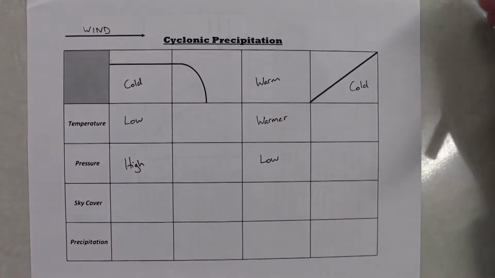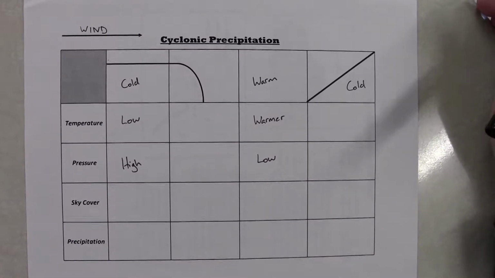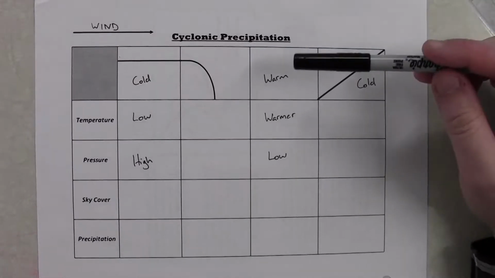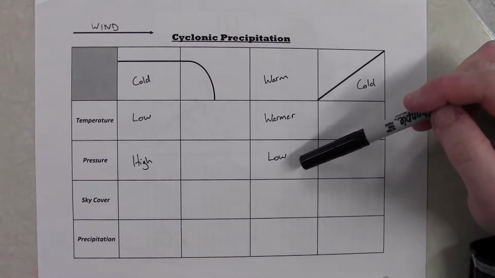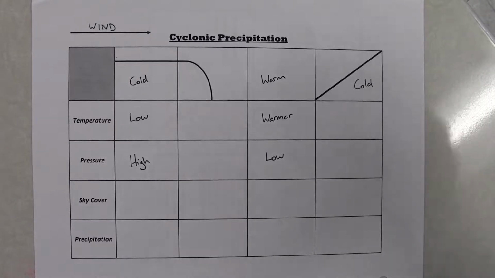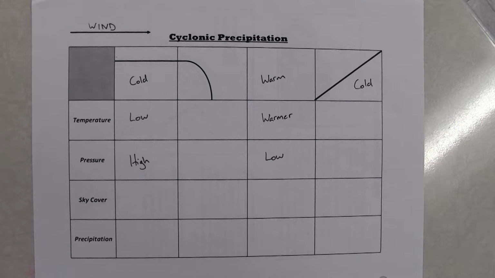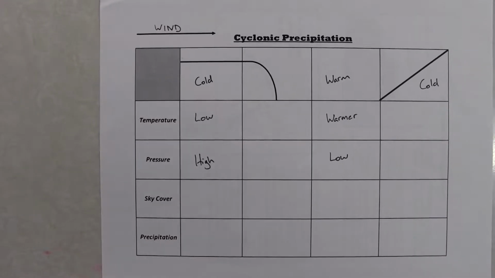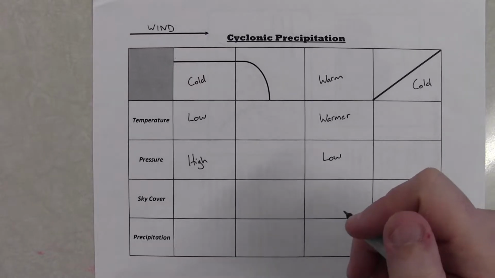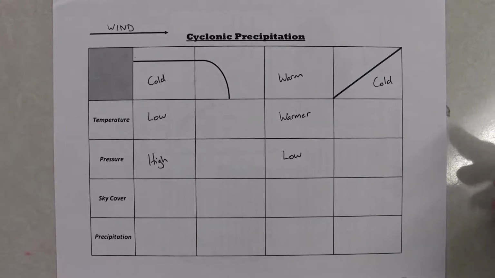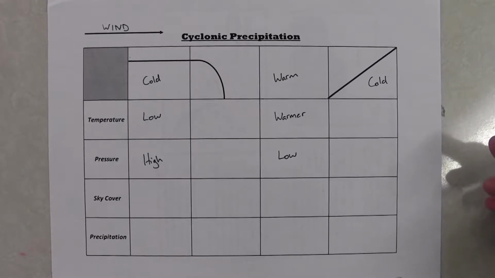Okay, so let's complete those two. When you have warmer air, you have lower pressure. Lower pressure means that air is more volatile, or more likely to rise. If it's more likely to rise, then you might get more cloud cover based on the air's ability to rise. When it cools, it condenses at the dew point to form clouds.